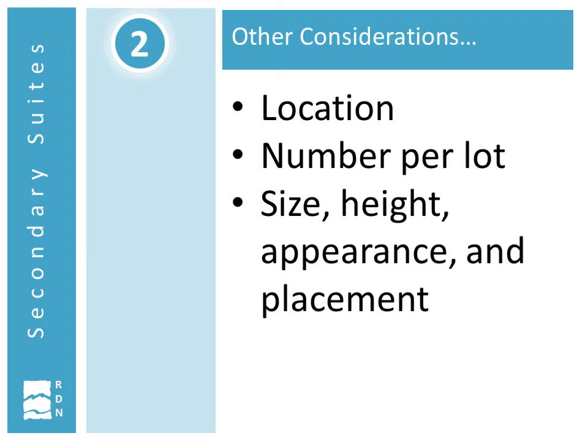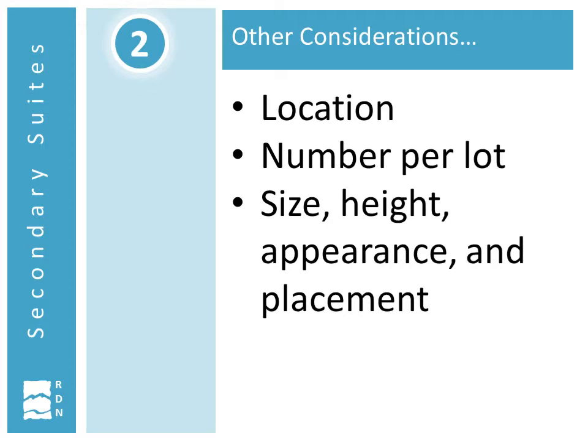Therefore, it's important to consider secondary suites in close proximity to transit, local goods and services such as a grocery store, schools, and employment. The number of secondary suites per lot that should be allowed is another thing that the community needs to weigh in on.